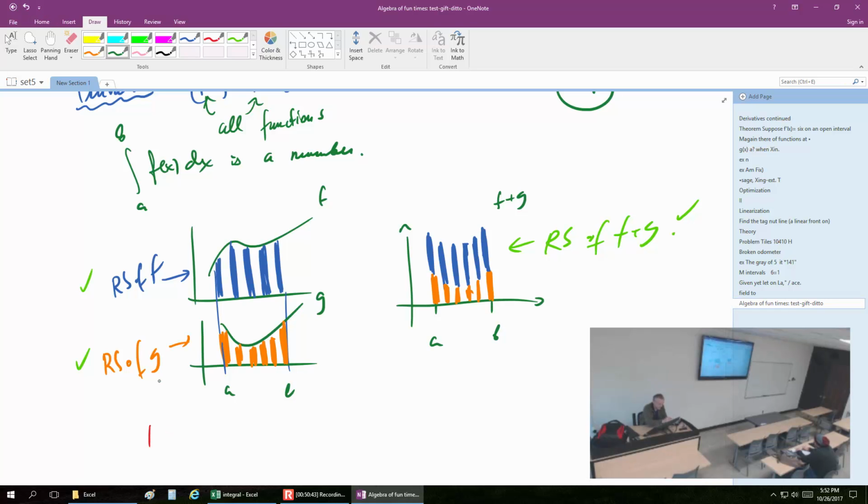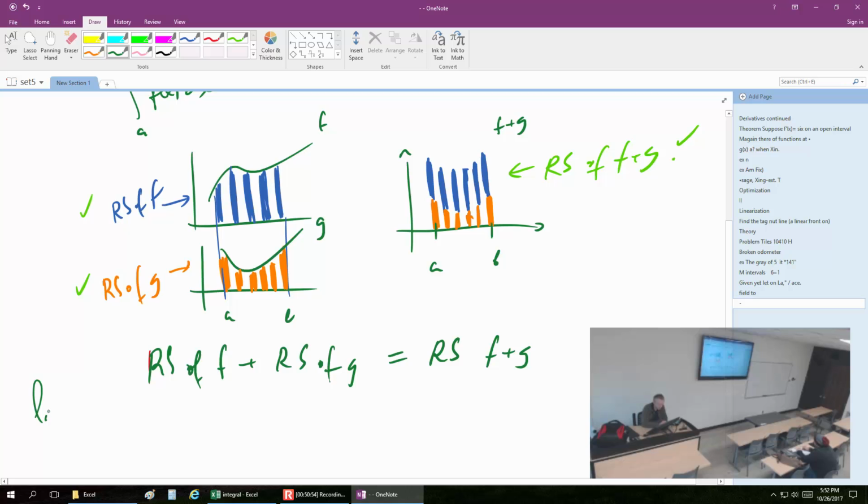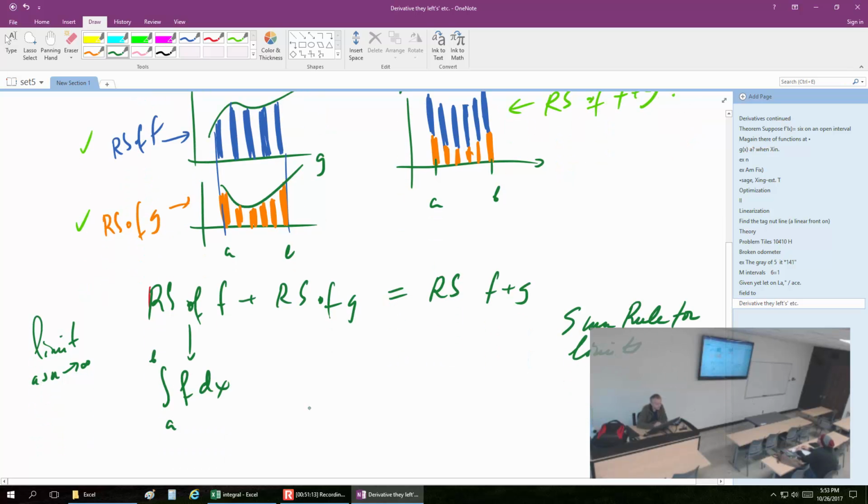That's right. So Riemann sum of f plus Riemann sum of g is equal to Riemann sum of f plus g. And then what we do, we take the limit as n goes to infinity, and we apply the sum rule for limits. Then this one goes to what? Riemann sum of f goes to the integral of f from a to b, according to the definition. This goes to the integral of g, and this goes to the integral of f plus g.